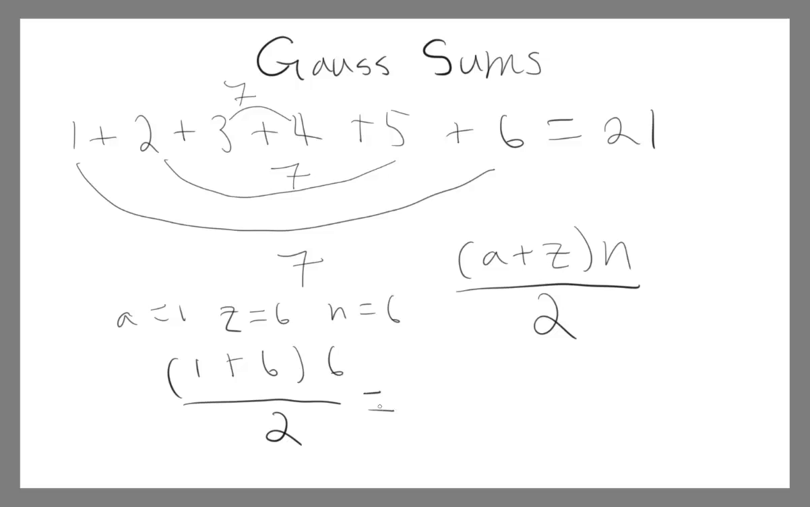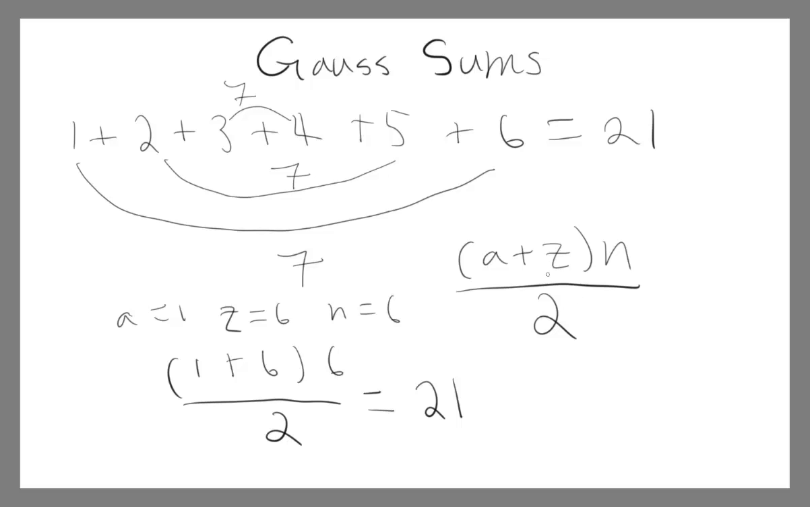Alright, so what does this give us? So 1 plus 6 is equal to 7. 7 times 6 is 42, and 42 divided by 2 is indeed 21. Cool, right? Alright, so this is basically the formula for Gauss's sums.